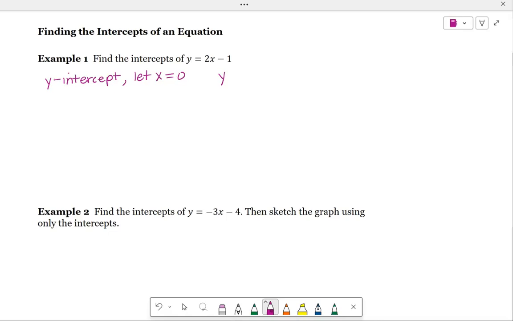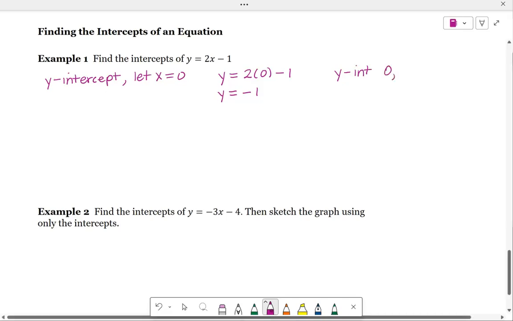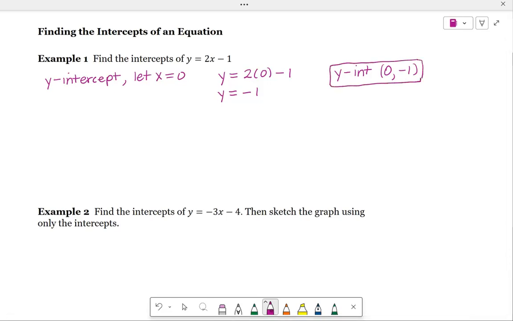So I'm going to take the equation that I've been given, and I'm going to plug in 0 instead of x. So this tells me that y is equal to -1. So that means that my y-intercept is going to be 0 for x and -1 for y. When we write our intercepts, we always write them in ordered pair form because they represent a point on our graph.